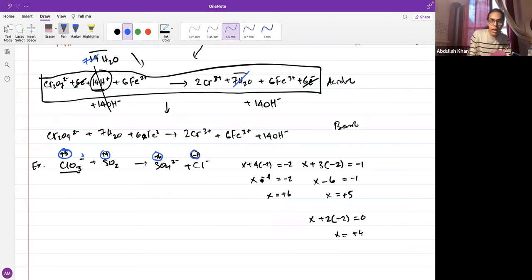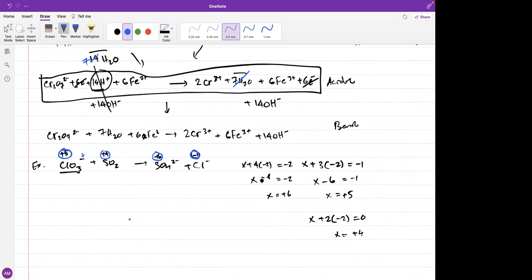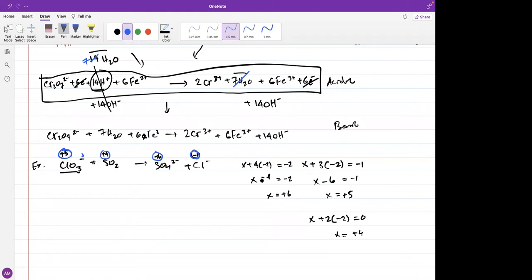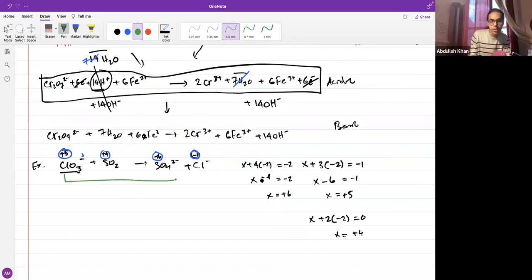So what atom is getting reduced? What atom is getting oxidized? You tell me. Chlorine's getting reduced. Chlorine is getting reduced, exactly. And sulfur is getting oxidized? Yes, correct. Chlorine is going from +5 to -1. That's a reduction. And sulfur is going from +4 to +6. That's oxidation.